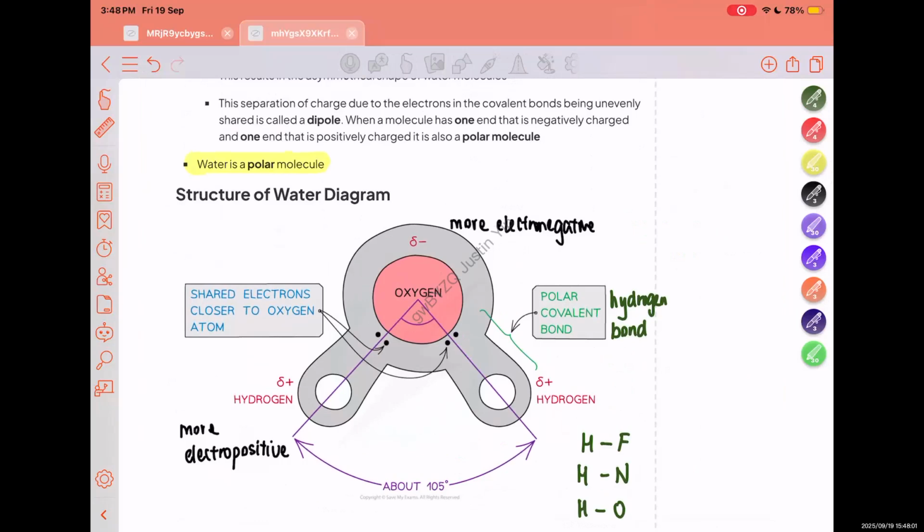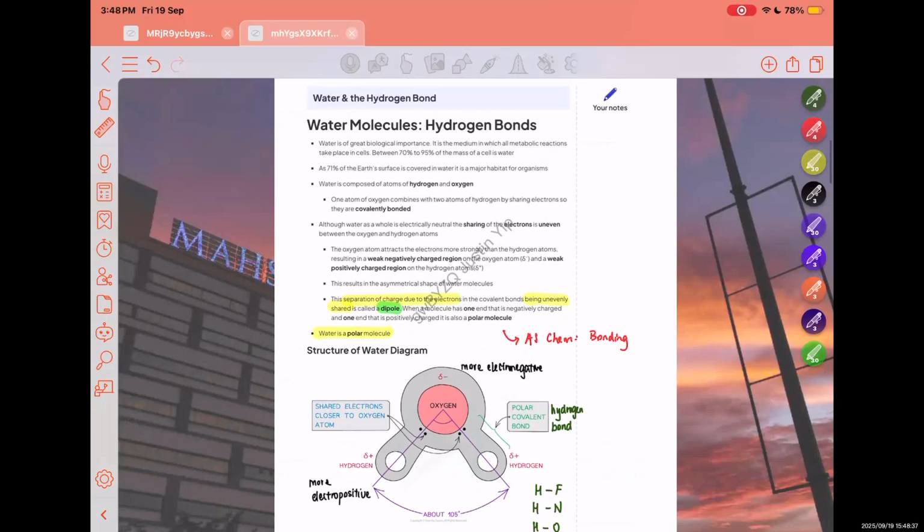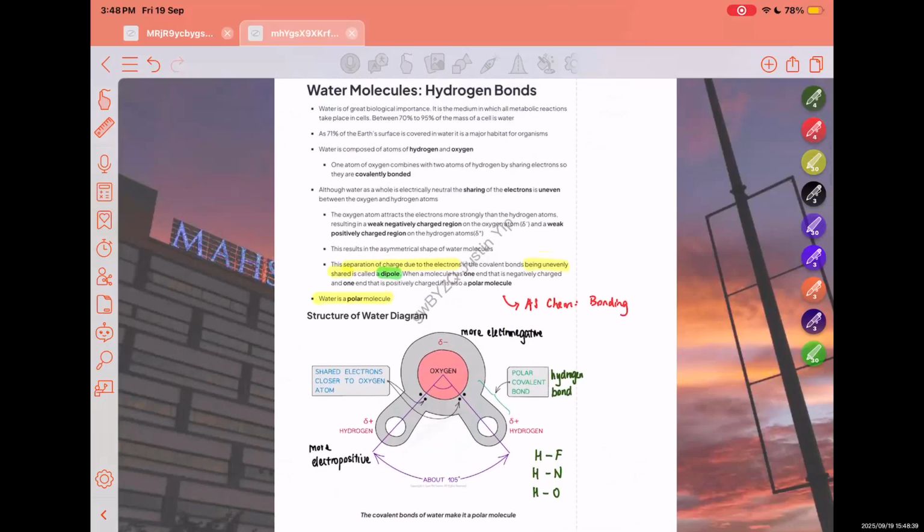When there is a separation of charge due to electrons being unevenly shared, we call it a dipole. When a molecule has one end that is negatively charged and one end that is positively charged, we call it a polar molecule. This one you will learn more in your AS chemistry, in the chemical bonding part. You learn about polar and non-polar more in that chapter. So this is our water.